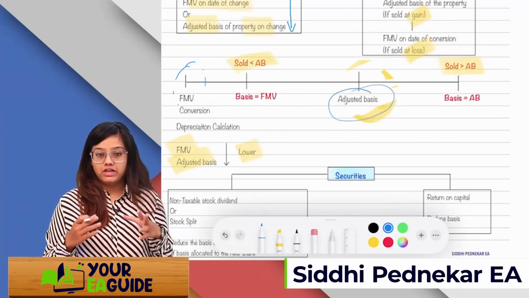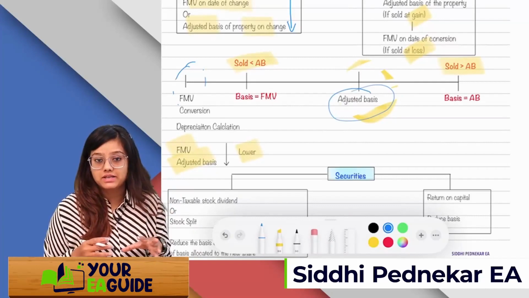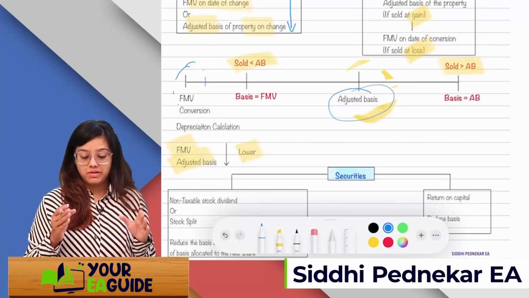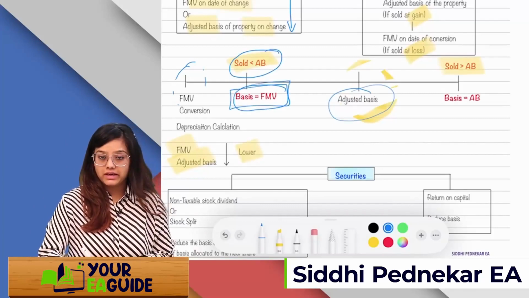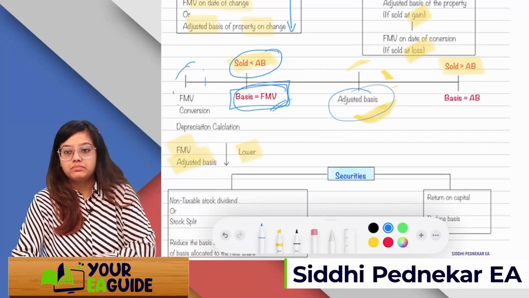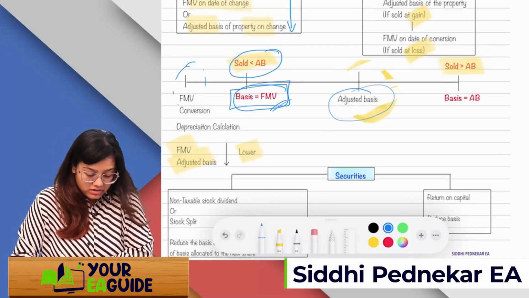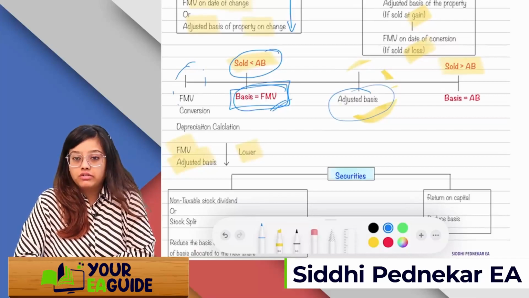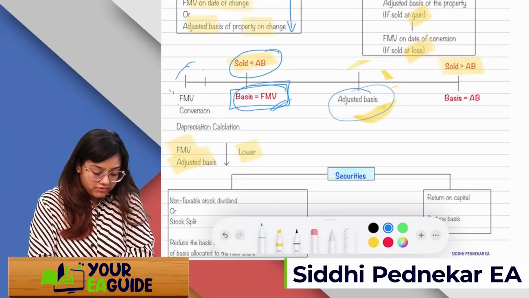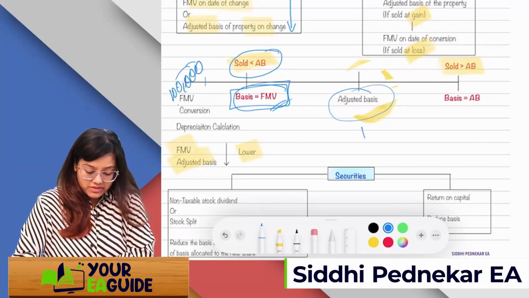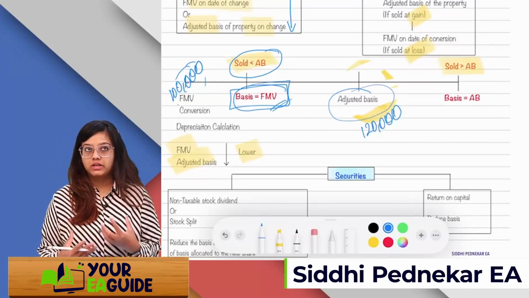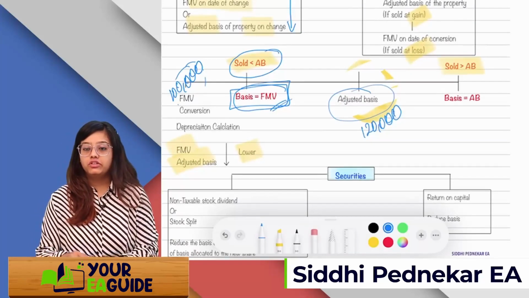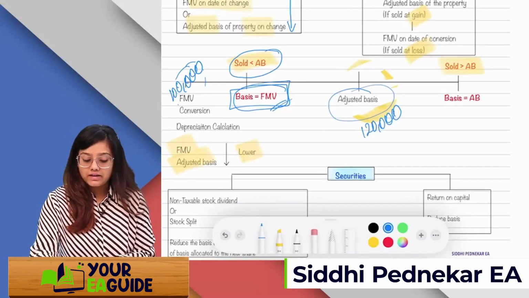If your selling price is above the FMV and below the adjusted basis, then your basis for calculating the gain will be your FMV. Okay, let's take one example. Let's say your FMV on the conversion date, the date when you are converting, is say 1 lakh and your adjusted basis is 1 lakh 20. Now this property you are using, and let's say you're selling it after 3 years. So after 3 years, you are selling it at say 1 lakh 50.